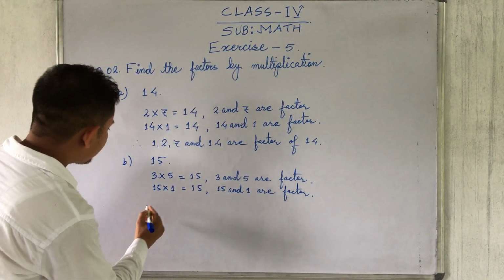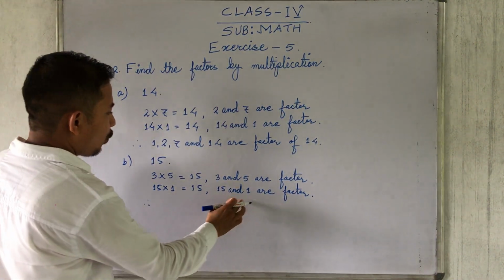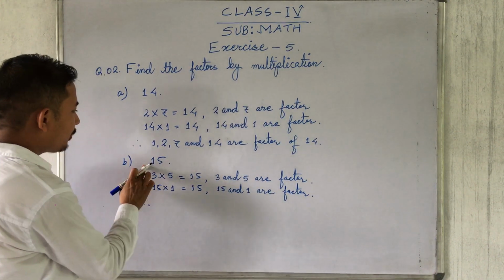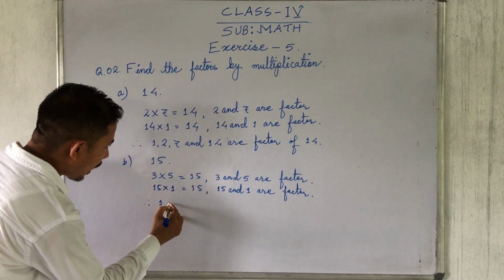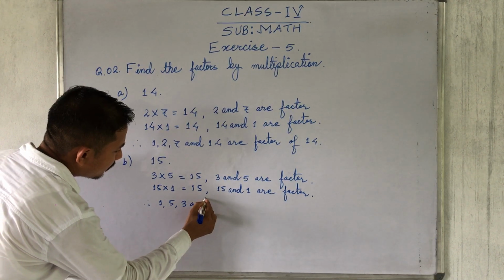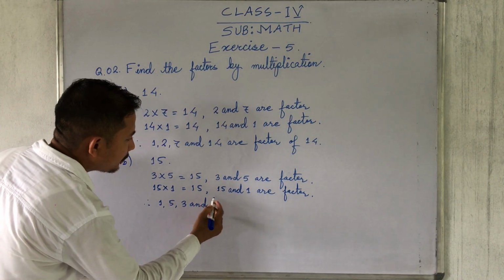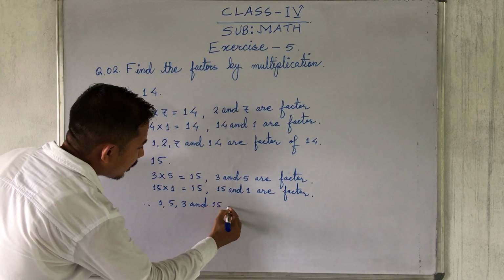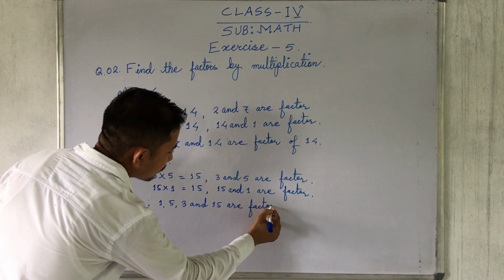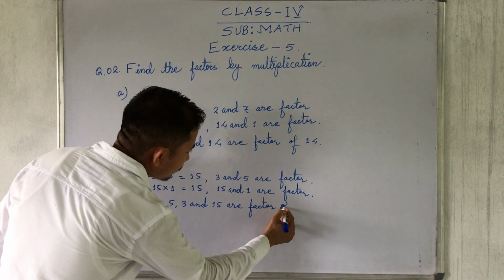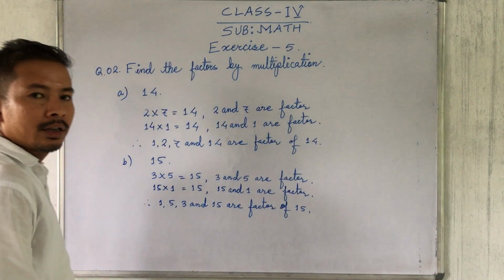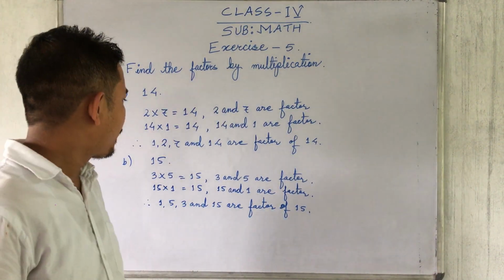So this way, 1, 3, 5 and 15 are factors of 15. Right, here 1, 5, 3 and 15 are factors of 15. This way you have to do, okay?